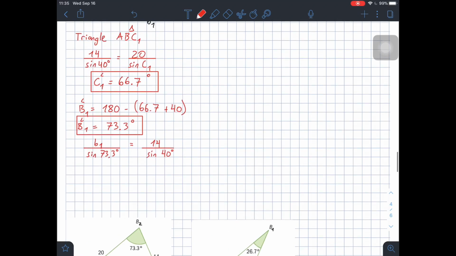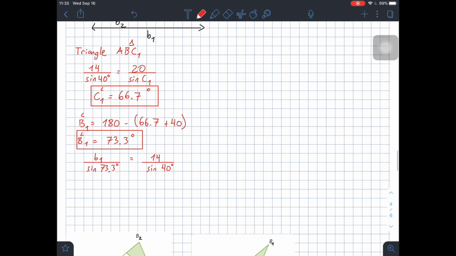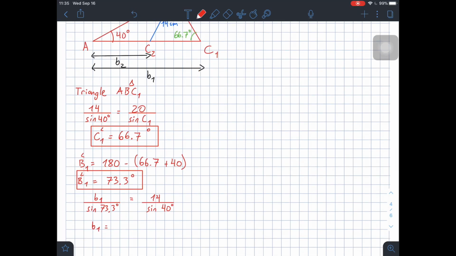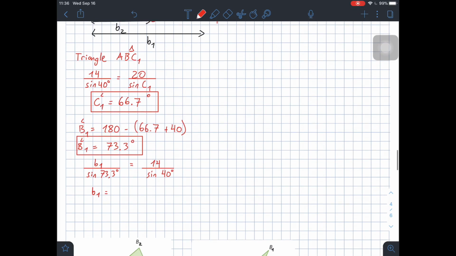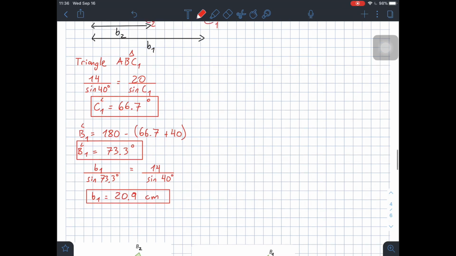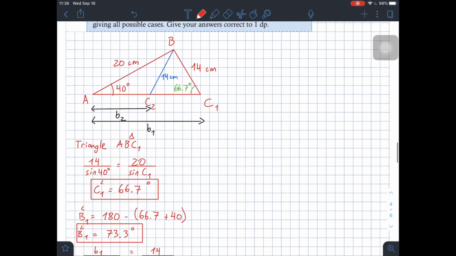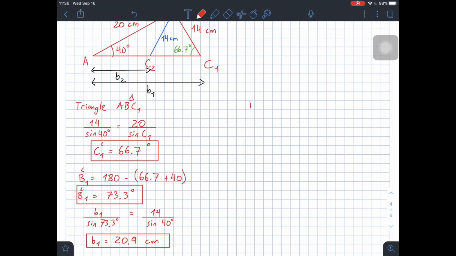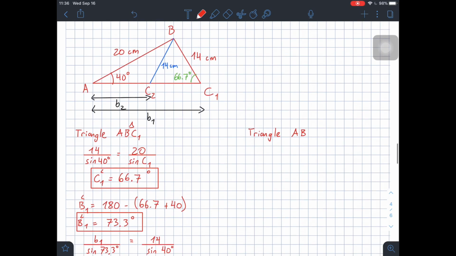Okay, so if I solve this using a calculator, we're going to get this side we're missing, right? Side B1, which is the longest side, which would be equal to 20.9 centimeters if you do this in a calculator and round it to 1 decimal place. So there you have the answer for B1. Now we're done with the first triangle, the big one. Now we're going to be working with the other triangle, triangle ABC2.